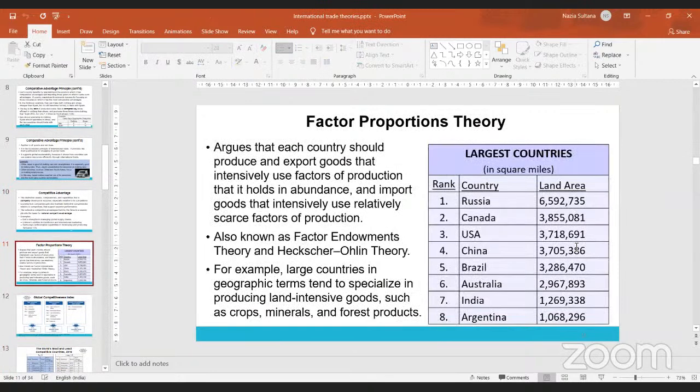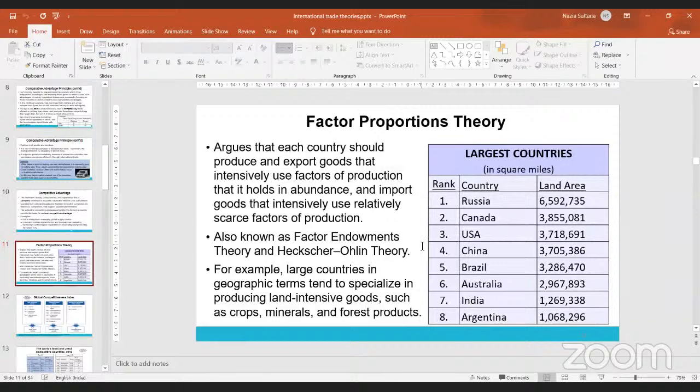This is now a little movement from classical to the neoclassical and the modern ones, where we are proceeding with the factor proportion theory. Factor proportion theory was given by economists Heckscher and Ohlin. These are two different people, Heckscher and Ohlin. They gave the factor endowment theory.